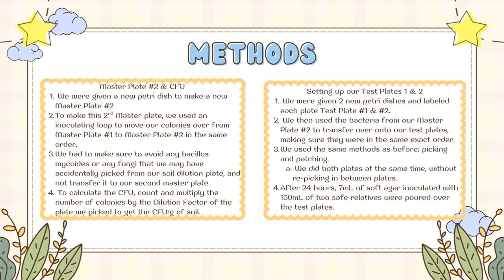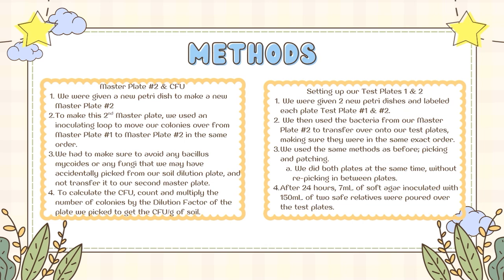And then for Master Plate 2 and CFU, we were given a new petri dish to make a new Master Plate 2. To make this Master Plate, we used an inoculating loop to move our colonies over from Master Plate 1 to Master Plate 2 in the same order. We had to make sure to avoid any Bacillus mycoides or any fungi that we may have accidentally picked from our soil dilution plate and not transfer it to our second master plate. To calculate the CFU, count and multiply the number of colonies by the dilution factor of the plate we picked to get the CFU per gram of soil.